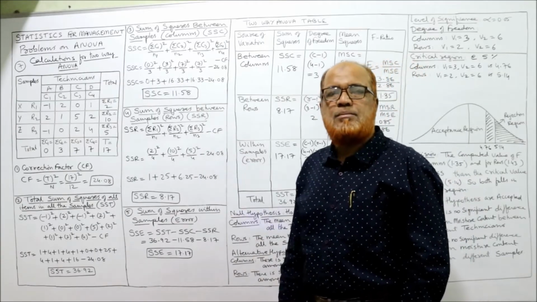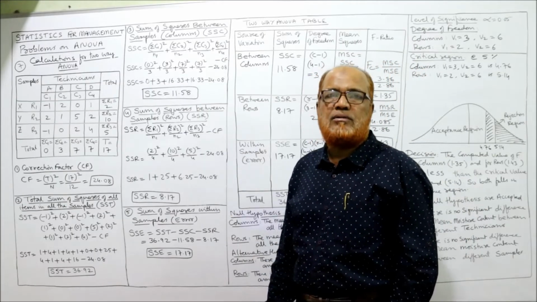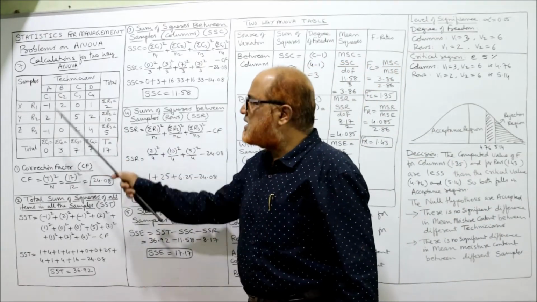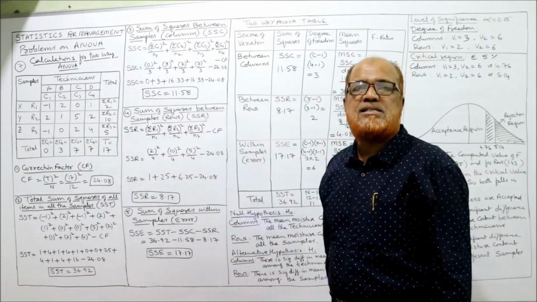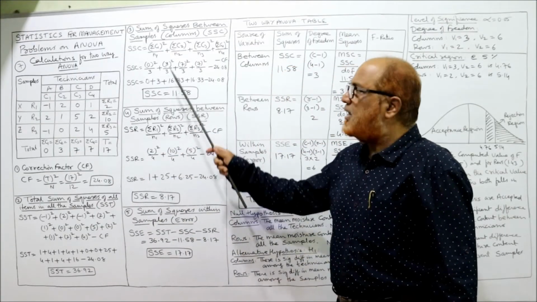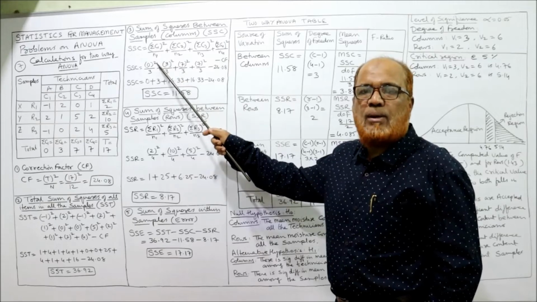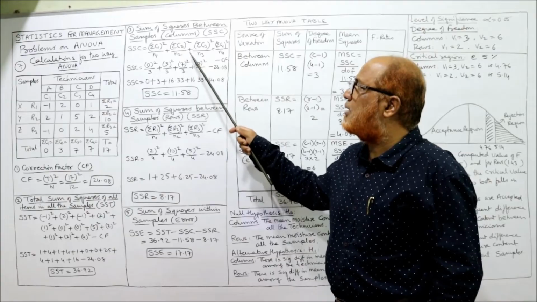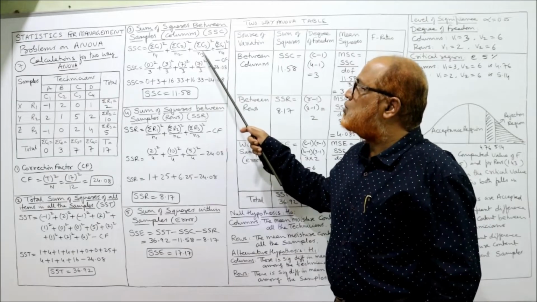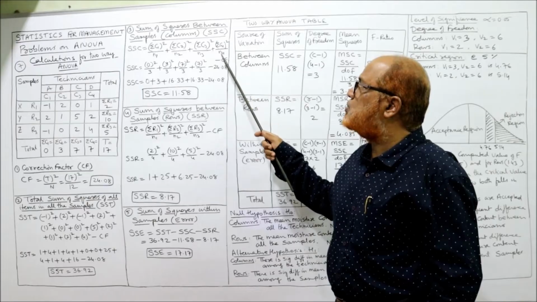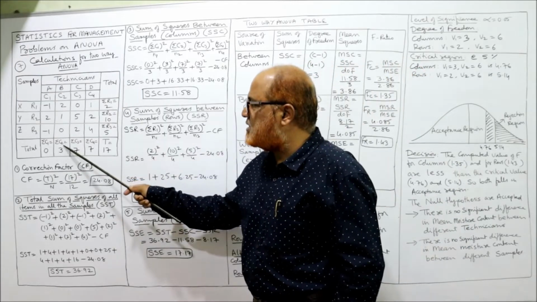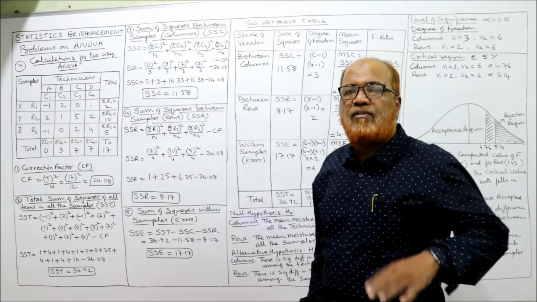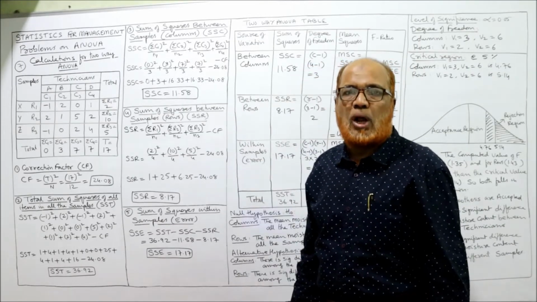Now, the sum of squares between samples, columns. Samples we have in columns and also in rows. So for samples in columns, it is SSC. SSC is equal to summation C1 whole square by N1 plus summation C2 whole square by N2 plus summation C3 whole square by N3 plus summation C4 whole square by N4. 4 columns are there: C1, C2, C3, C4. Square it, divide by N1, N2, N3, N4. N1 means how many items are there in each column.